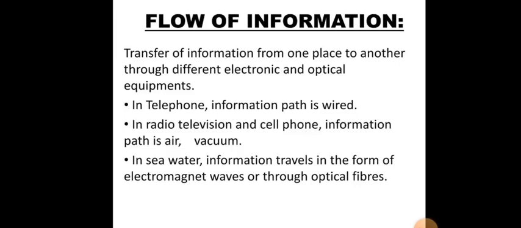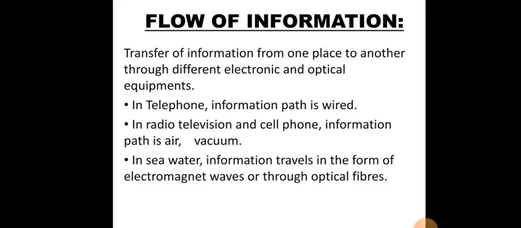Now, the second topic is about the flow of information. The flow of information means the transfer of information from one place to another through different electronic equipment. There are different forms of the flow of information, in which the first is electrical signals. Information flows in the form of electrical signals through wire, like in a telephone.